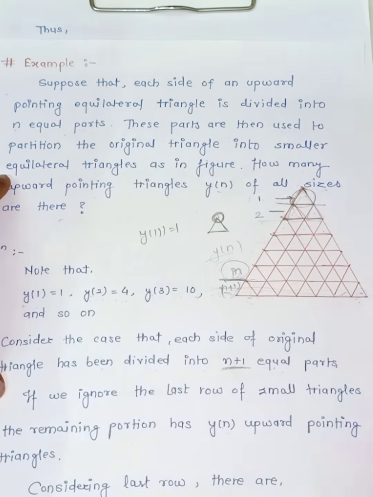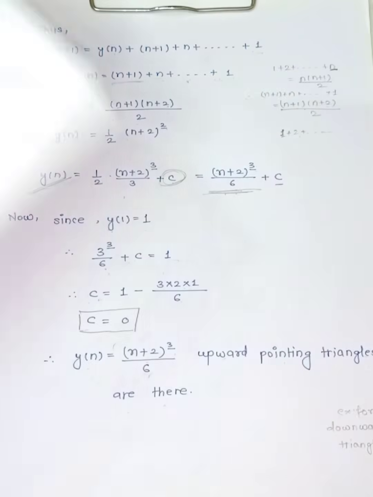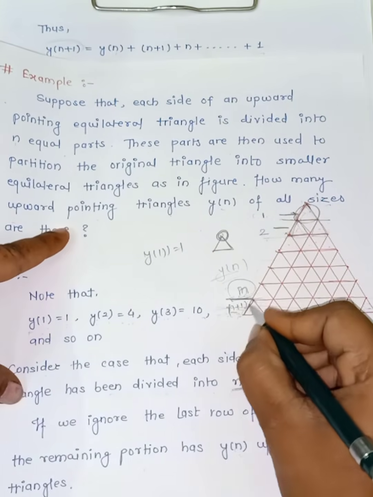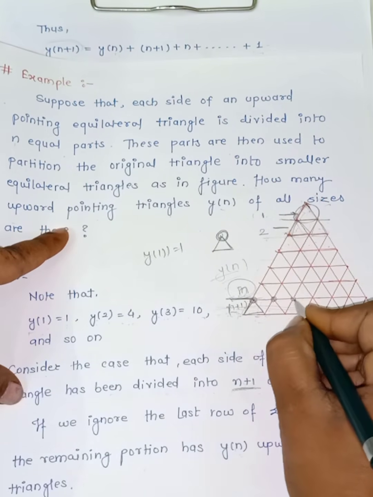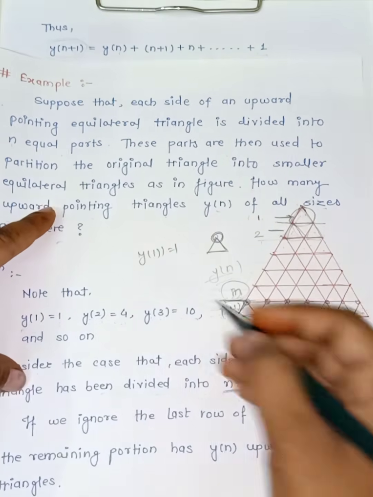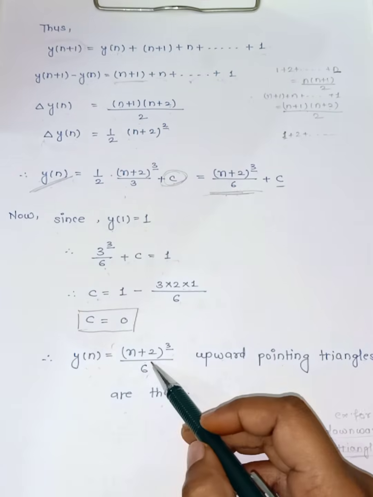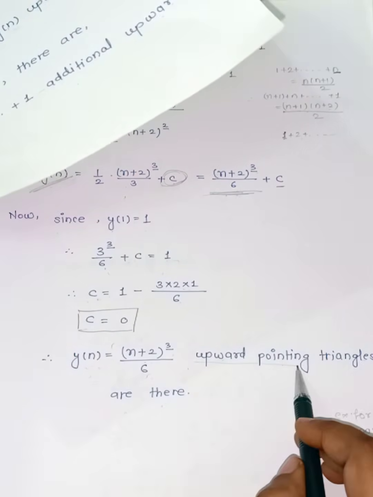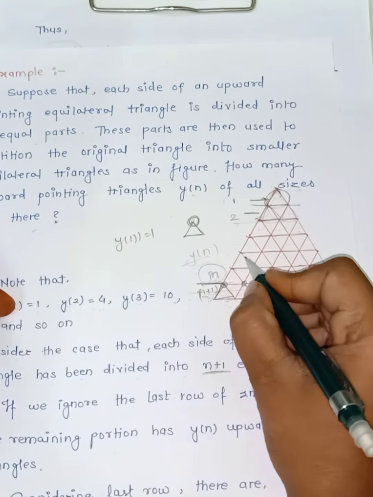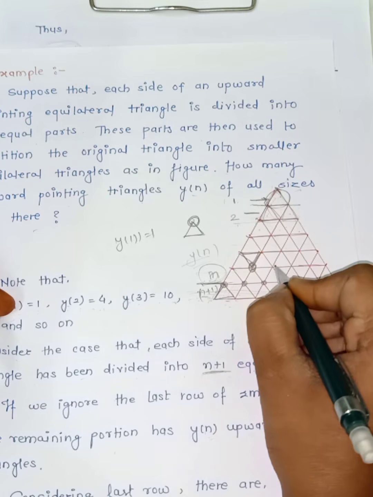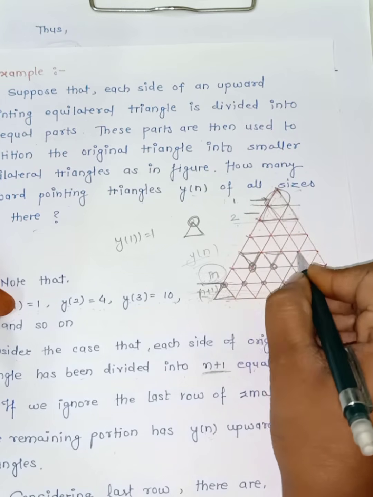Okay, and now you have homework for the downward pointing triangles. These are upward pointing, so we had to find these triangles, and we found it. So we get y of n equals (n plus 2) to the falling 3 by 6. These were upward pointing, and now you have to find the downward pointing. So this is downward pointing, this is downward pointing.